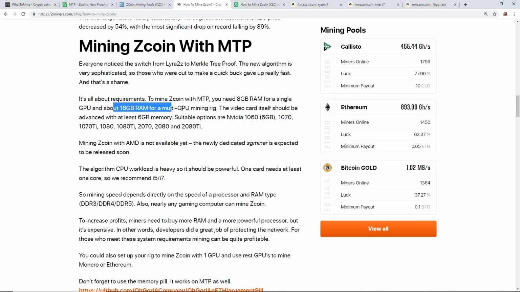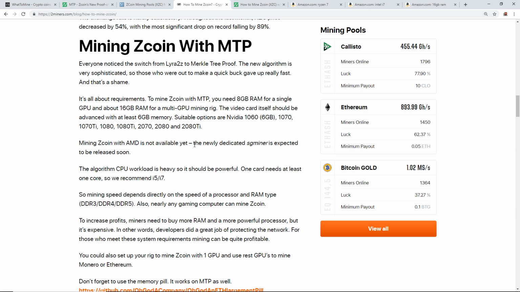Now, if you wanted to do a multi-GPU mining rig, you need at least 16 gigabytes of RAM. There have been some reports that you need 32 gigabytes or more for a 6 to 7 GPU rig. And the video cards need at least 6 gigabytes of video memory. So, suitable cards are the 1060 6 gigabyte or 1070 and so on.